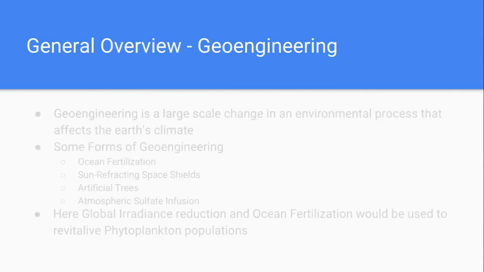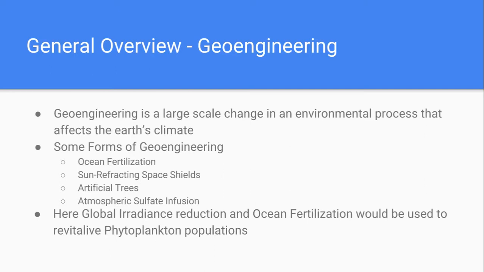An overview of geoengineering is that it's a large-scale change in an environmental process that affects the Earth's climate. Some forms of that are ocean fertilization, sun-refracting space shields, artificial trees, and atmospheric sulfate infusion.